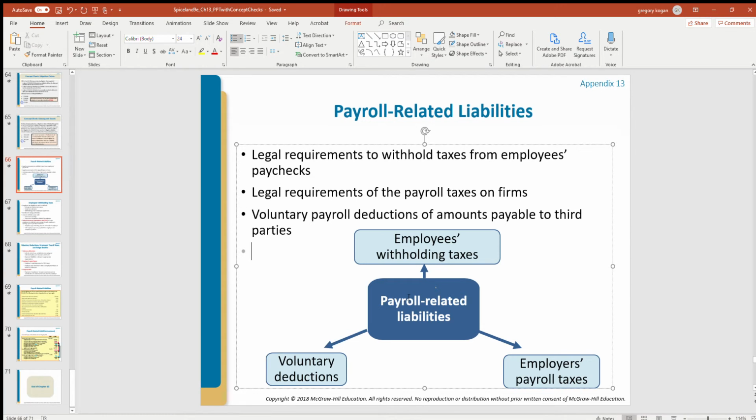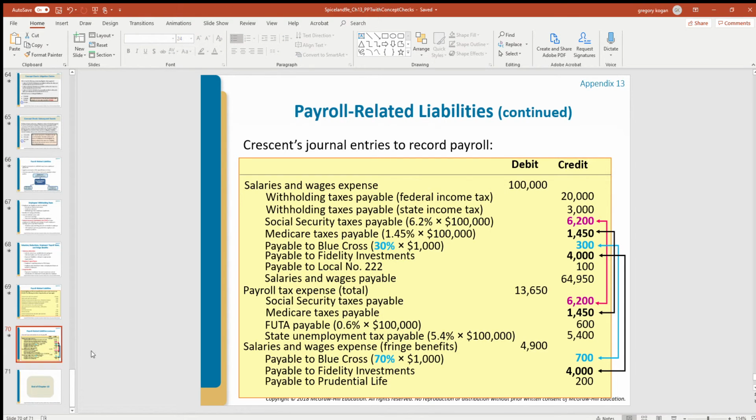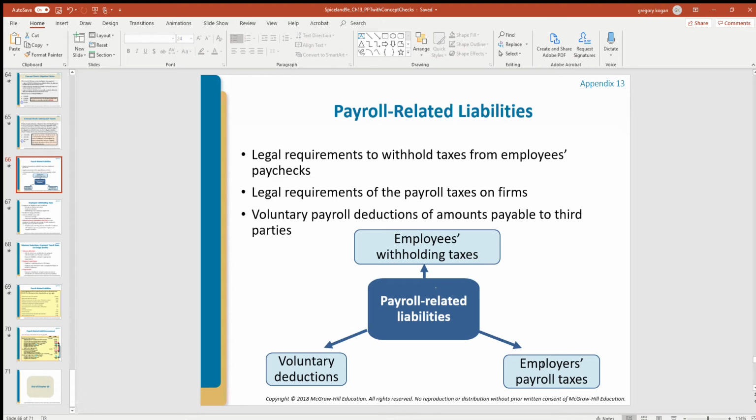Payroll-related liabilities go in three ways, and we're going to see it on the example here in a moment. They have three different pieces: the employer's payroll tax, voluntary deduction, and employees' withholding taxes.